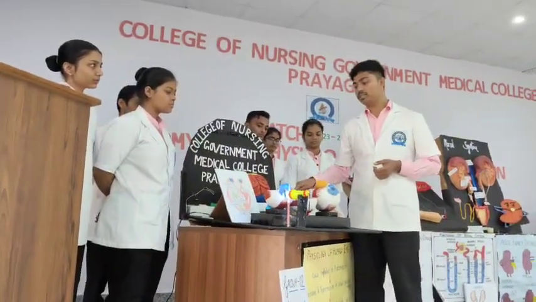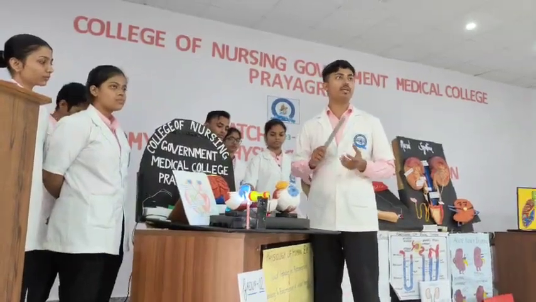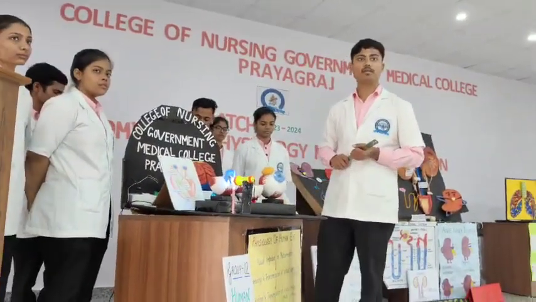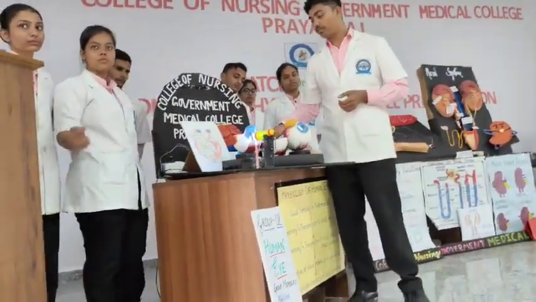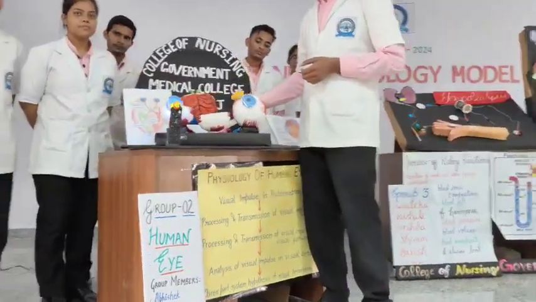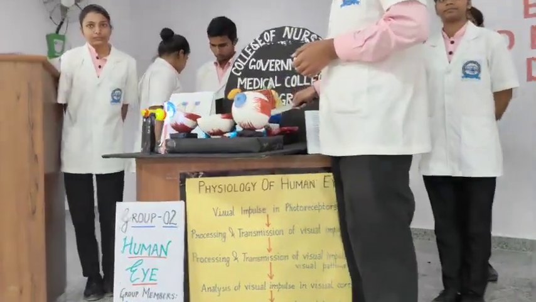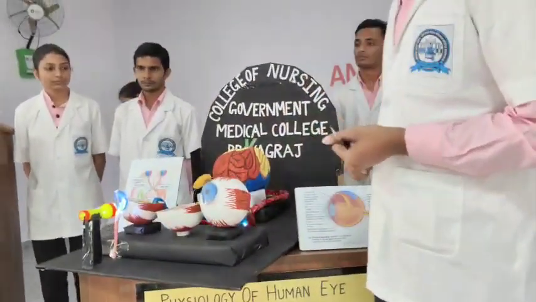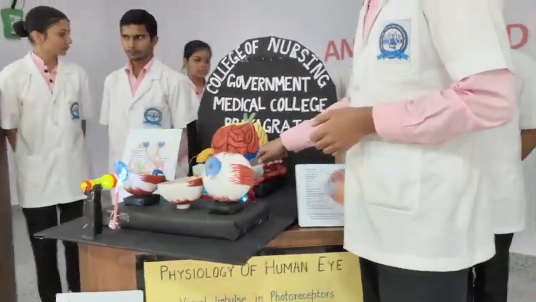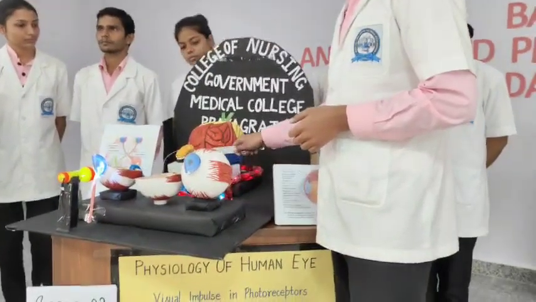The optic chiasma is basically the crossing over of optic fibers, which results in the transmission of impulses to both the cerebral hemispheres. Now these optic fibers continue as the optic tract.